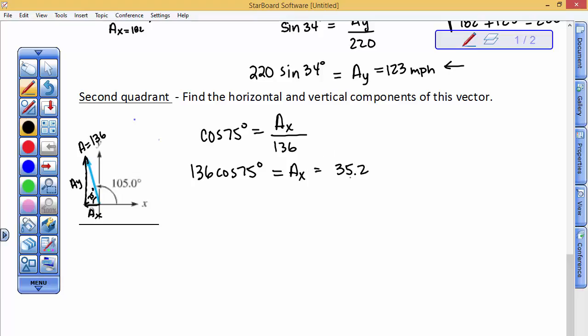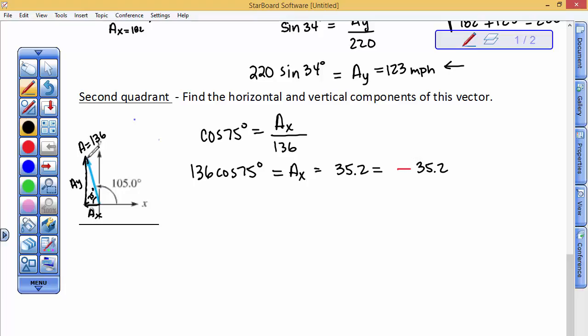But this vector right here goes to the left. That's bad. So our answer of 35 is not a good answer. We have to apply our own negative sign to the 35.2 because we visually can tell that this vector is in the second quadrant and that in the second quadrant x is always negative. I'm going to come up with a trick where we don't have to do that from now on, but I just want you to visually see. Using 136 times the cosine of 75 got us the right number but not the right sign.